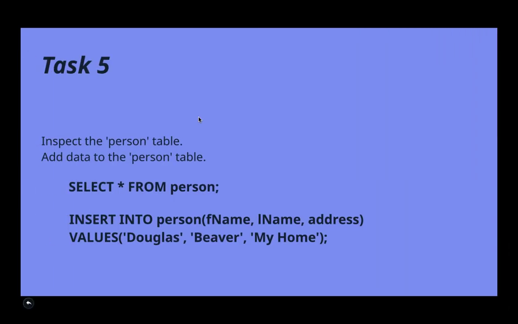So let's do that. We will use the insert statement. It reads insert into person, fname, lname, address. You may have noticed that I have not done anything with the PID. That is because it is set to auto increment. That means every time I add a new person into my table, it will auto increment the PID by 1. Now I will add the values Douglas, Beaver, my home. Notice that each addition, for example, the name Douglas, Beaver, and home, is set in single quotes because this is of character varying.